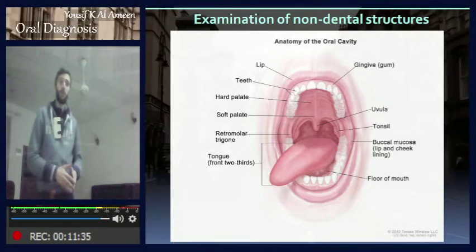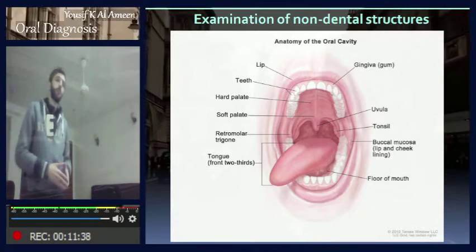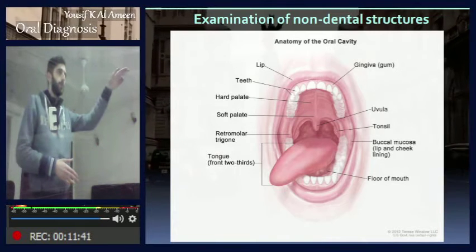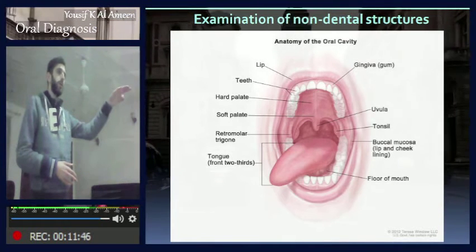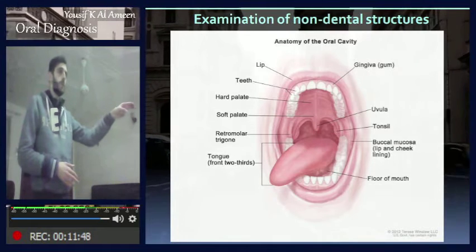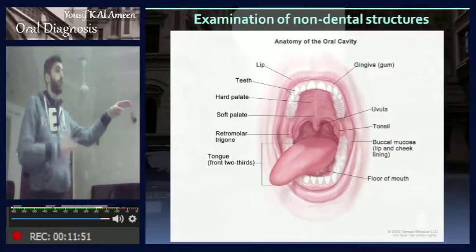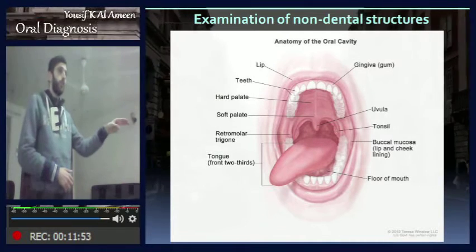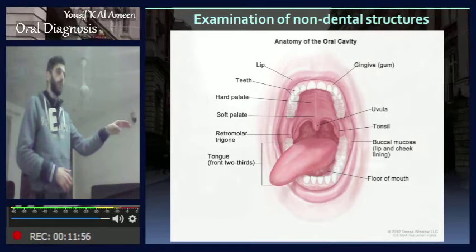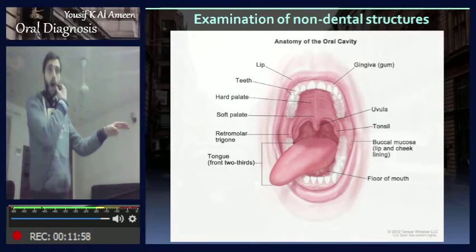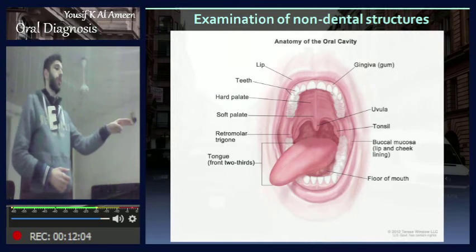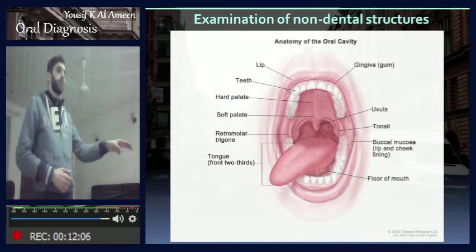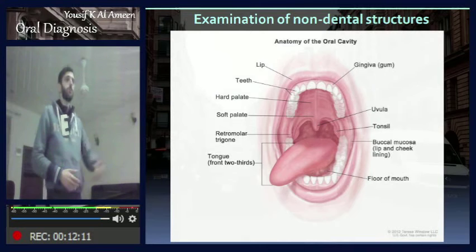On this picture, we can see the main structures of the mouth: lip, gingiva, teeth, hard palate, soft palate, uvula, retromolar trigone, buccal mucosa, lip and cheek lining, tongue front two-thirds, and tongue on the floor of the mouth.